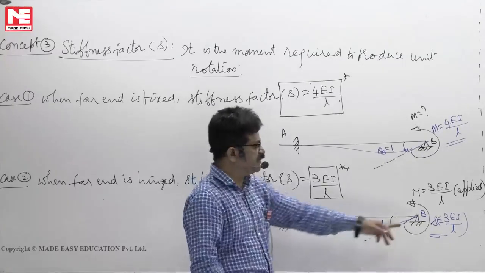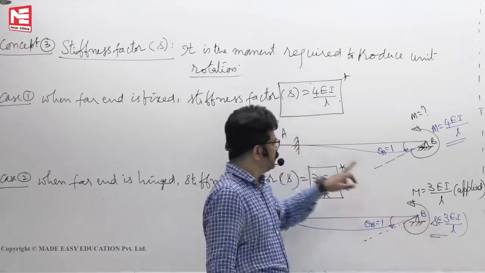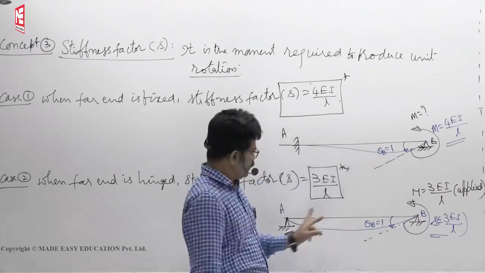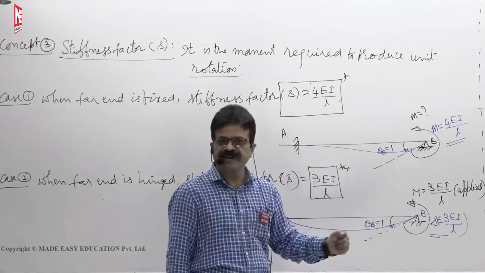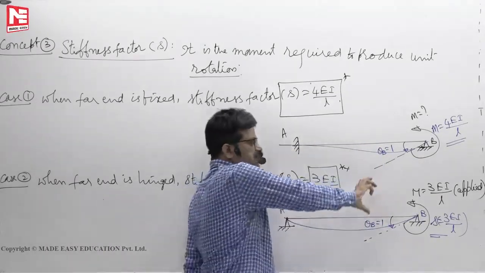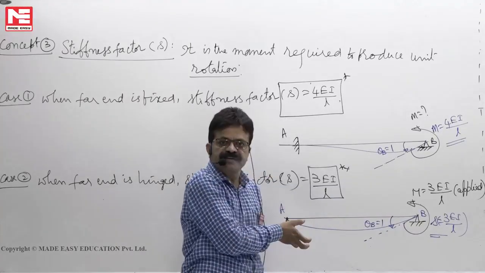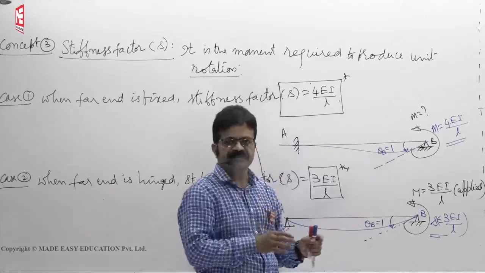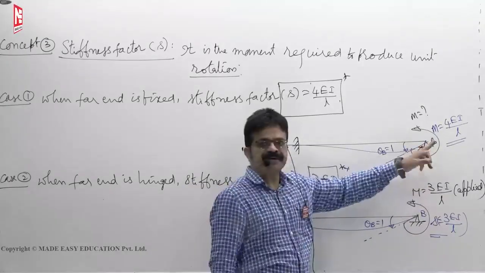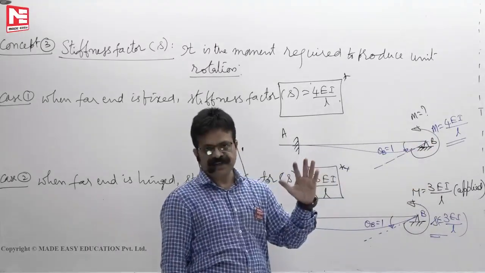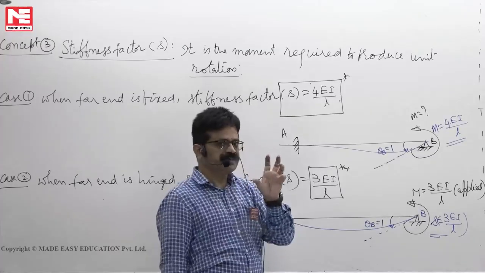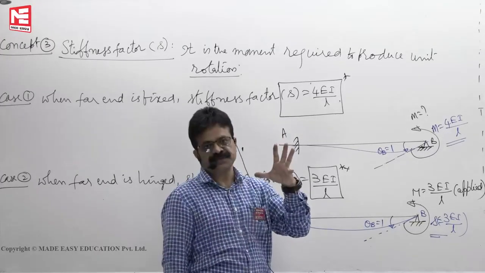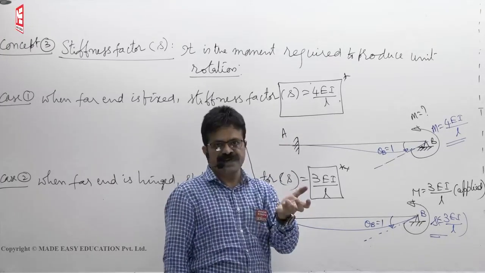Why do you require the smaller value of 3EI by L? For fixed it is 4EI by L, if it is hinged it is only 3EI by L. Because when you are applying moment, this end also starts rotating. So this will help make theta B 1 quickly. So instead of 4EI by L, you require less than 4EI by L. That idea we should have, the feel of this structure we should have. Why are you getting a smaller value?